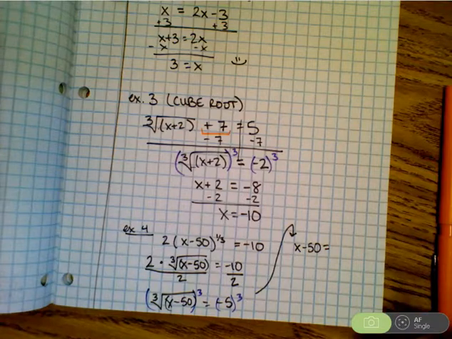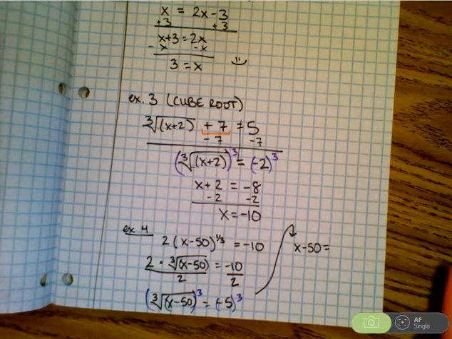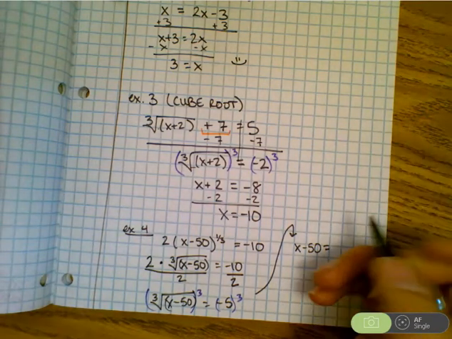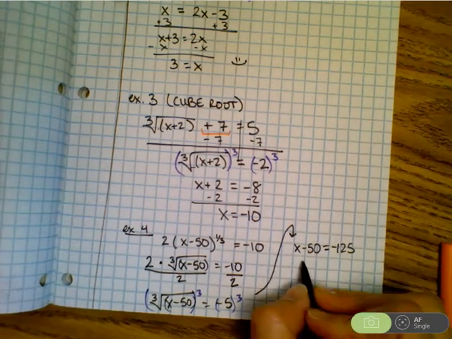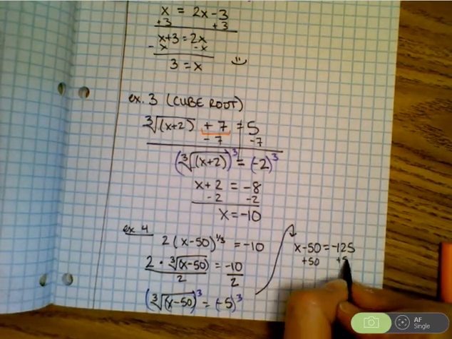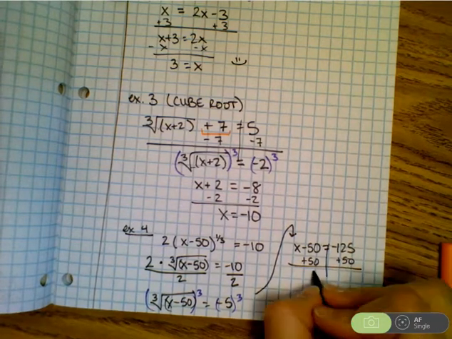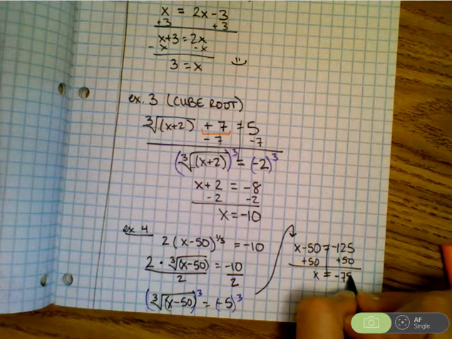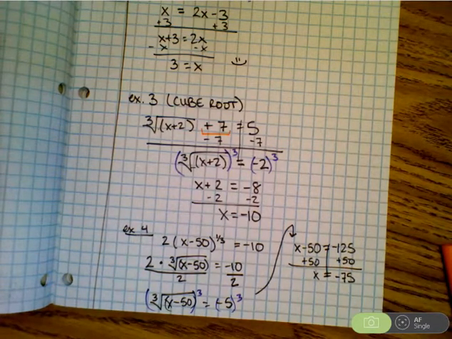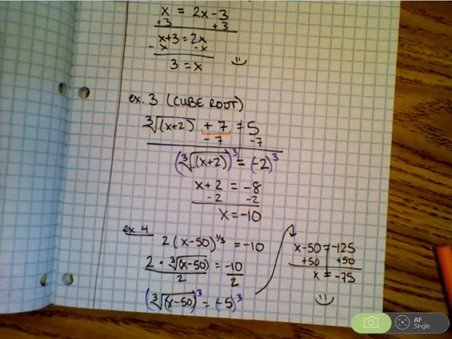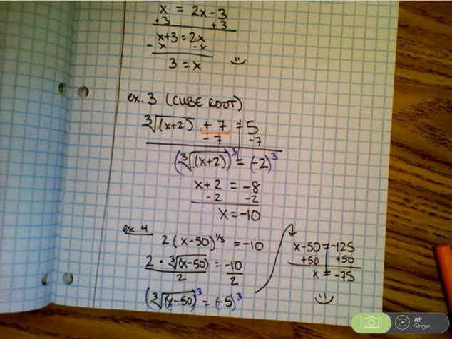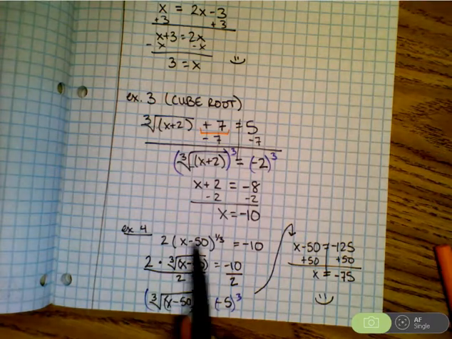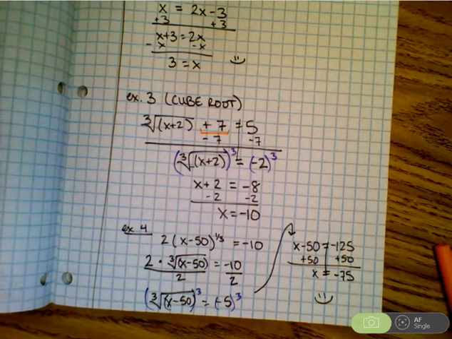Negative 5 times negative 5 is 25. 25 times another negative 5 is negative 125. I add 50 on both sides, and I get x equals negative 125 plus 50, which is negative 75. That's all there is to it. Occasionally you'll get quadratics, not all the time, not very often, because I want to know if you can undo cube roots and square roots at this point.